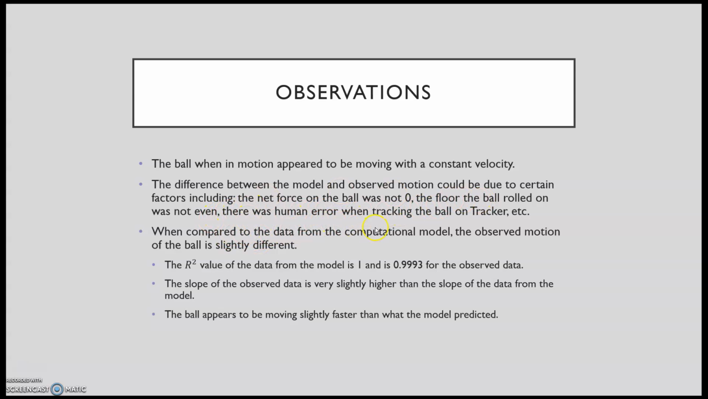When compared to the data from the computational model, the observed motion of the ball is slightly different. The r-squared values are very similar, but the slope of the observed data is very slightly higher than the slope of the data from the model. And the ball appears to be moving slightly faster than what the model predicted.